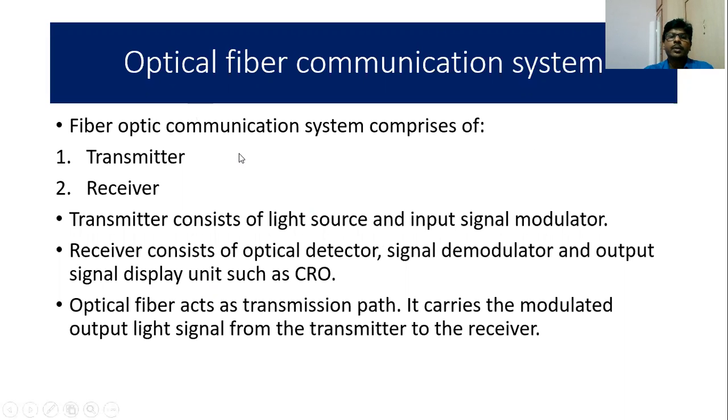The fiber optic communication system consists of a transmitter and a receiver, and in between we have the optical fiber cable. Transmitter consists of light source and input signal modulator. Receiver consists of optical detector, signal demodulator, and output signal display unit such as a CRO. Optical fibers act as a transmission path. It carries the modulated output signal from the transmitter to the receiver.